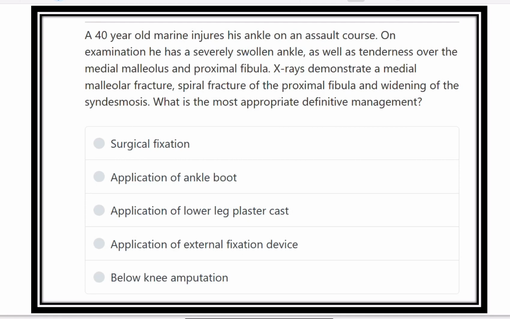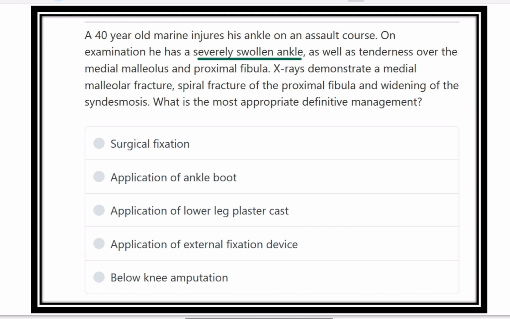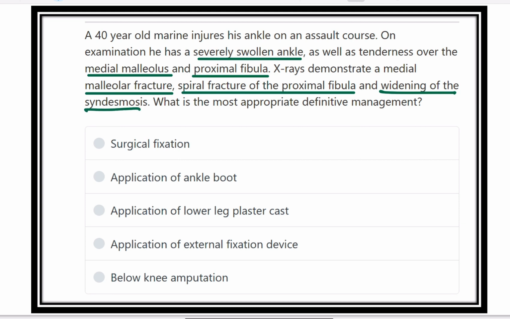A marine injured his ankle on an assault course. On examination, he has a severely swollen ankle as well as tenderness over the medial malleolus and also the proximal fibula. X-ray demonstrates a medial malleolar fracture with a spiral fracture of the proximal fibula and widening of the syndesmosis. What is the most appropriate definitive management?